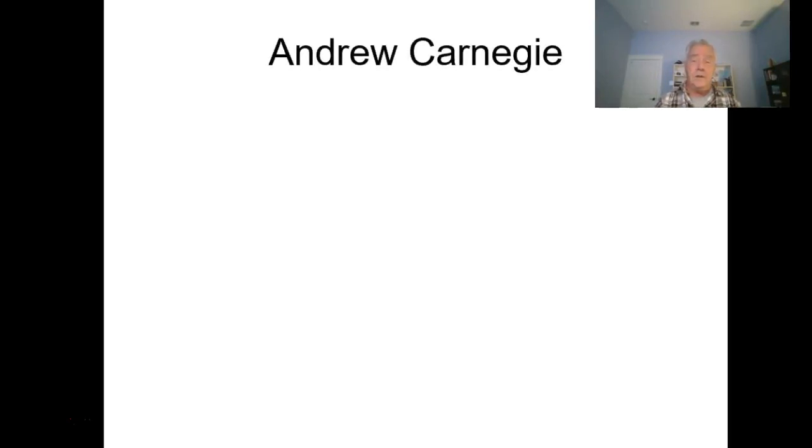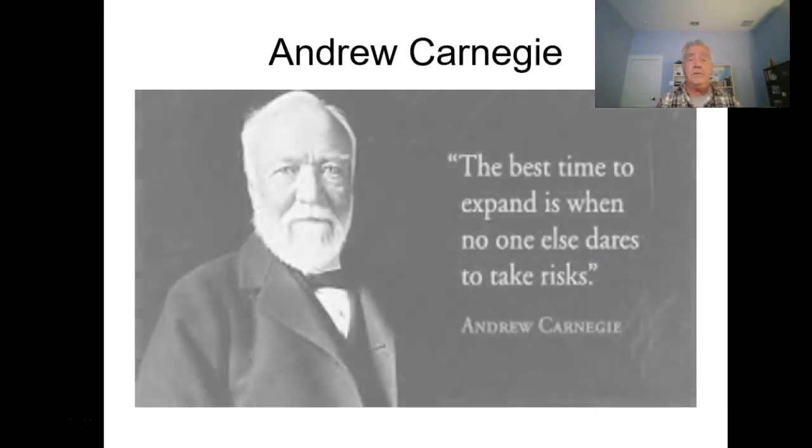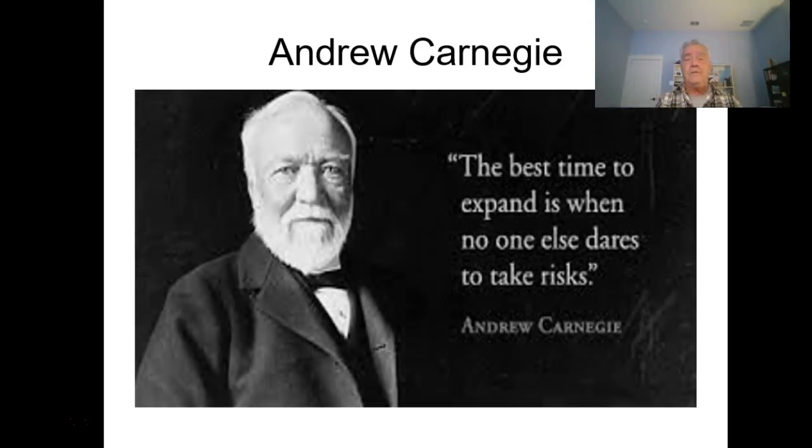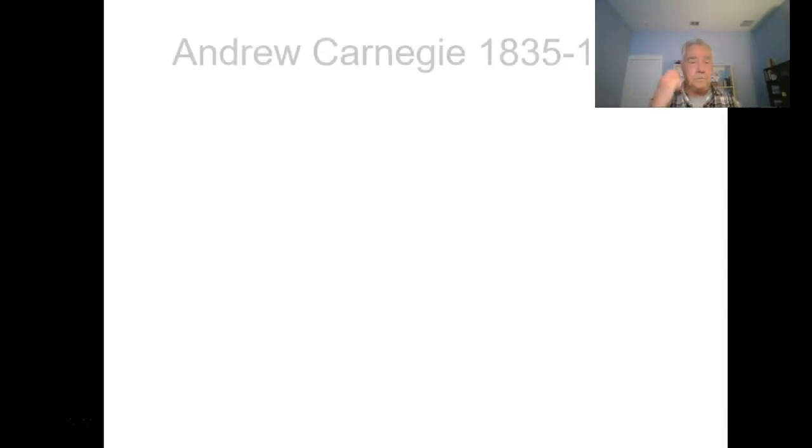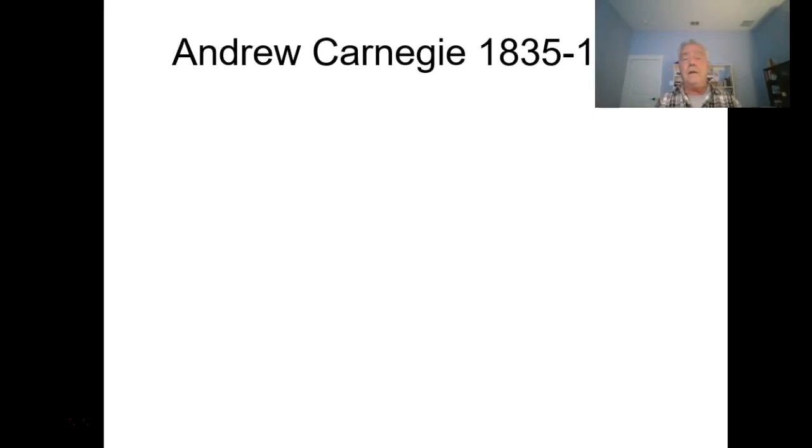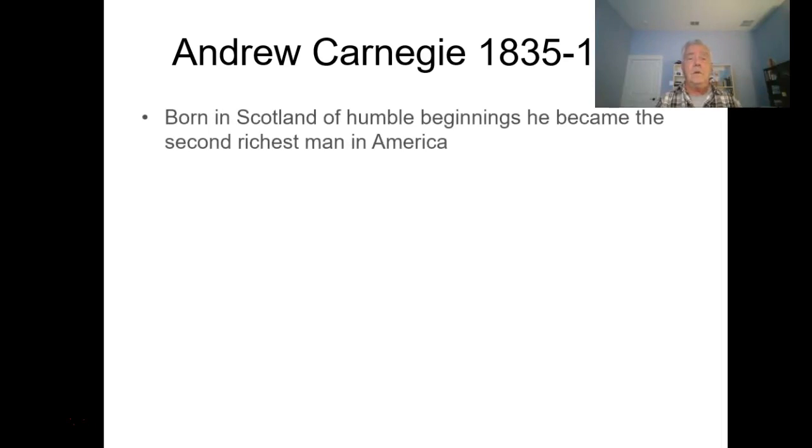Andrew Carnegie, another robber baron, probably the second richest. His philosophy was the best time to expand is when no one else dares take the risk. This guy was a super risk taker. He died in 1919, born in 1835. He's born in Scotland, humble beginnings. He became the second richest man in America, second only to John D. Rockefeller.